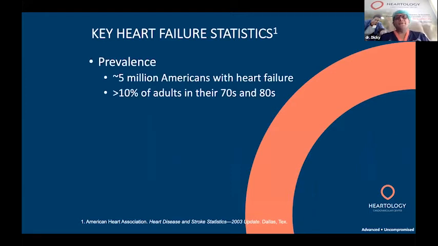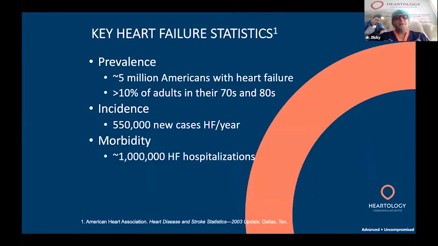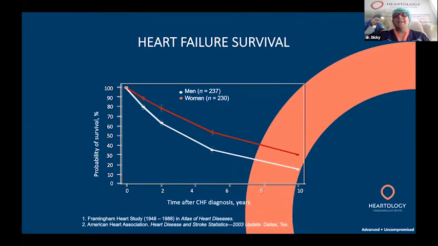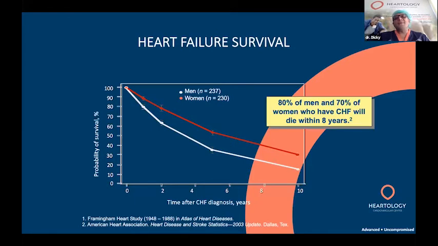Heart failure, of course, the prevalence is increasing, especially in older adults, and incidence is quite high, about 500,000 new cases each year, and the morbidity is more than 1 million heart failure hospitalizations in the US alone, which contributes to more than 600,000 deaths per year in the US, and 50% of these patients die suddenly. So even though these patients have already optimal medical therapy and have been revascularized, the survival is still reduced. If you can see, 80% of men and 70% of women who have congestive heart failure will probably die within 8 years.